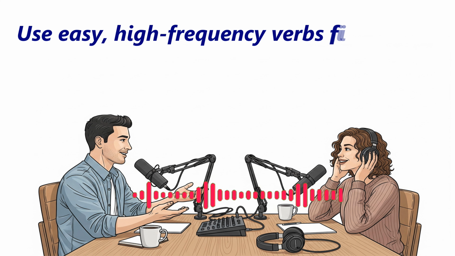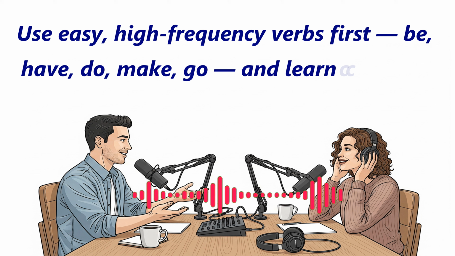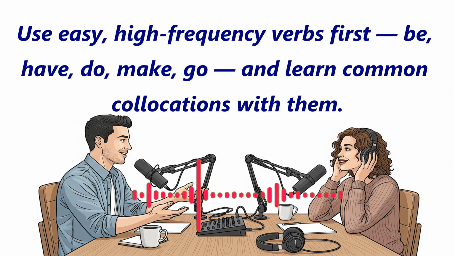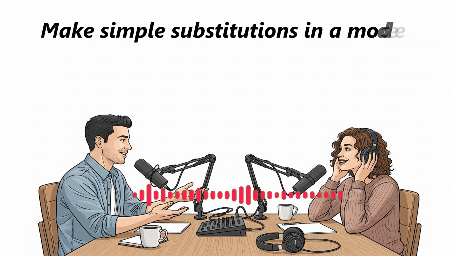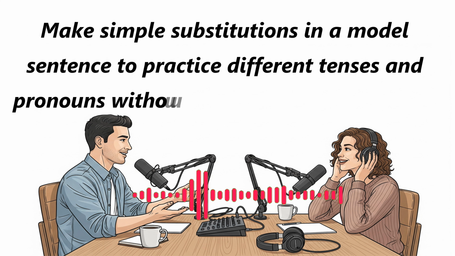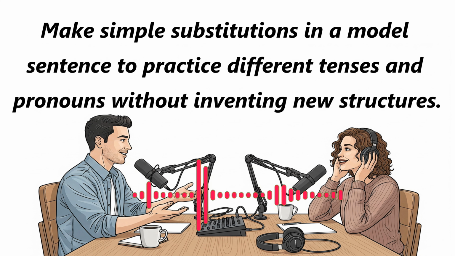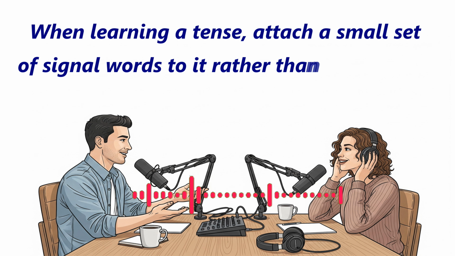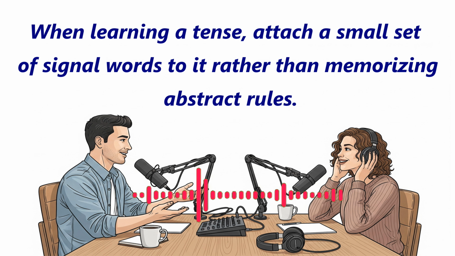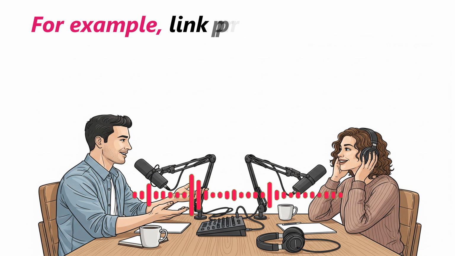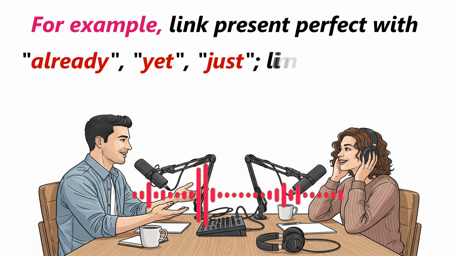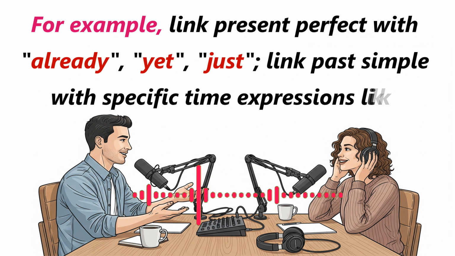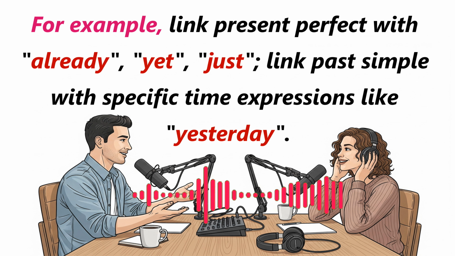Use easy, high-frequency verbs first. Be, have, do, make, go. And learn common collocations with them. Make simple substitutions in a model sentence to practice different tenses and pronouns without inventing new structures. When learning a tense, attach a small set of signal words to it rather than memorizing abstract rules. For example, link present perfect with already, yet, just. Link past simple with specific time expressions like yesterday.